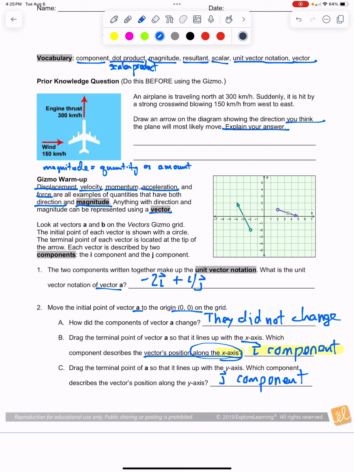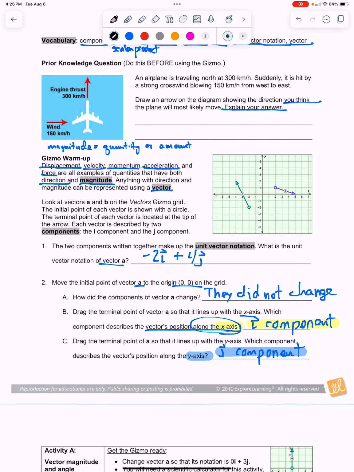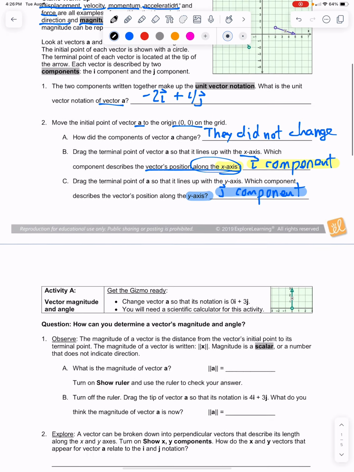Let's make a note of that. J component along the y-axis. I component along the x-axis, j component along the y-axis. Okay, let's scroll on and let's begin activity A.